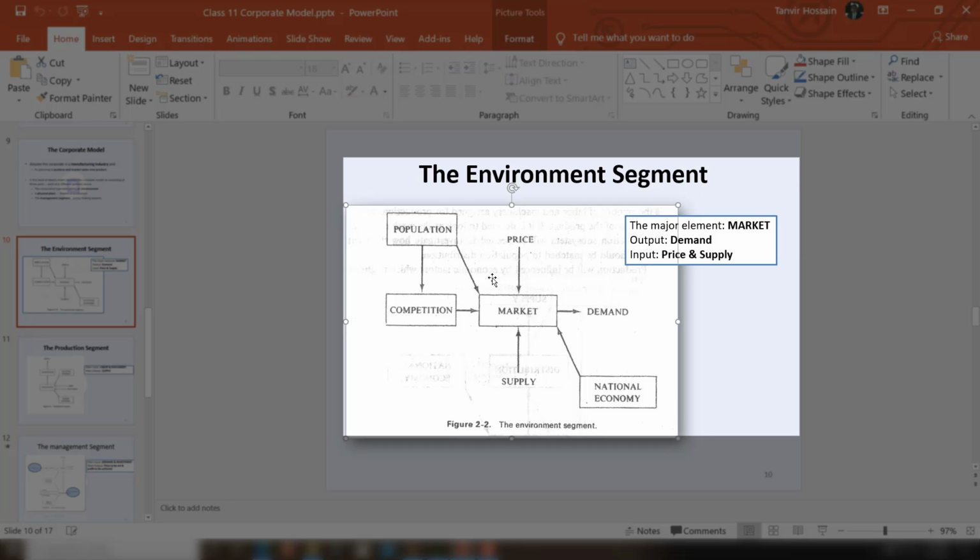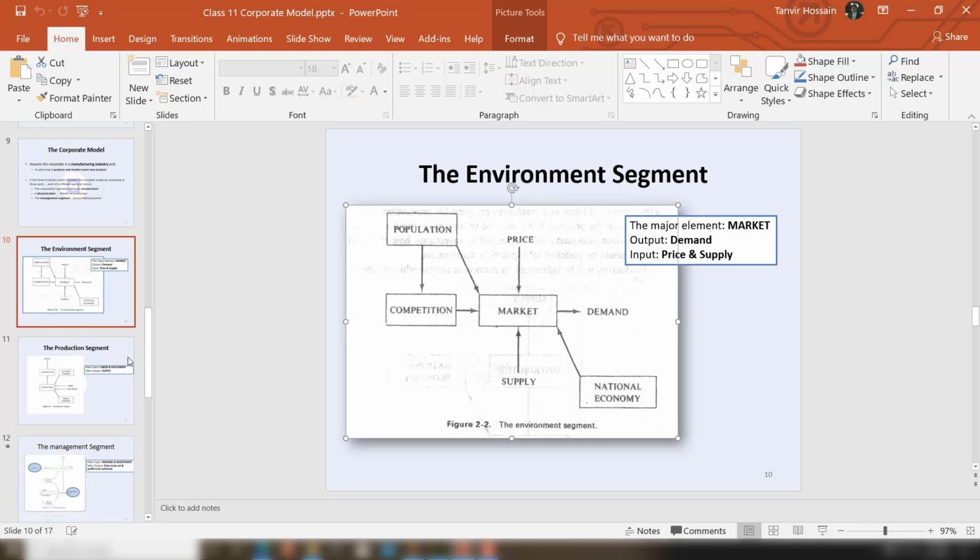So there are four blocks to consider here: the population and the competition. Population is pushing the competition, and also the population is pushing the market, and competition is also pushing the market. The market is also affected by price and supply, and also the national economy. And all these actually get our demand into the specific industrial concept.